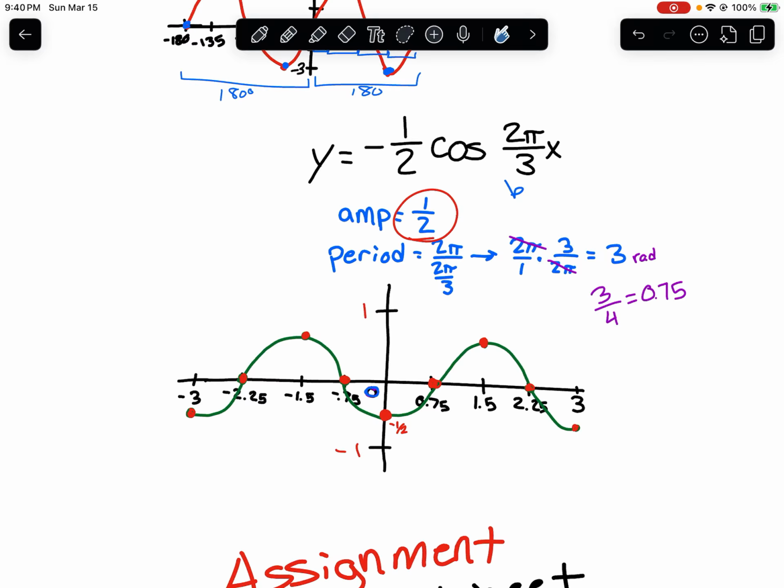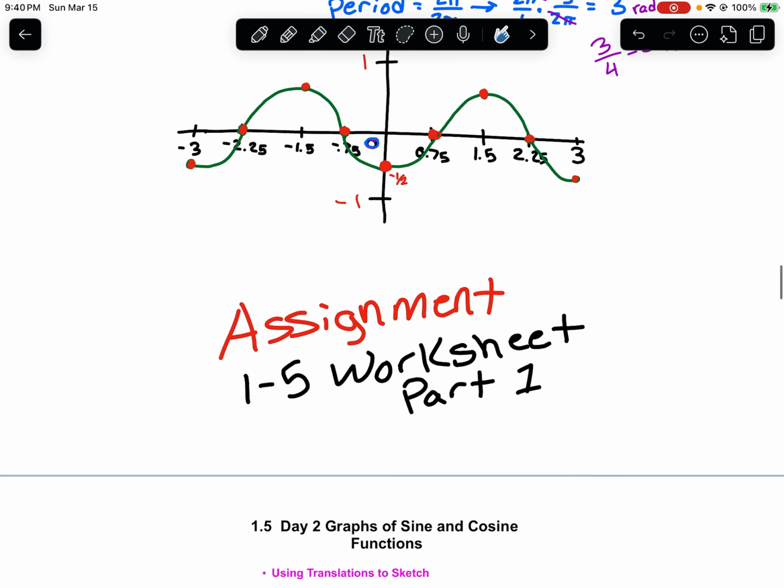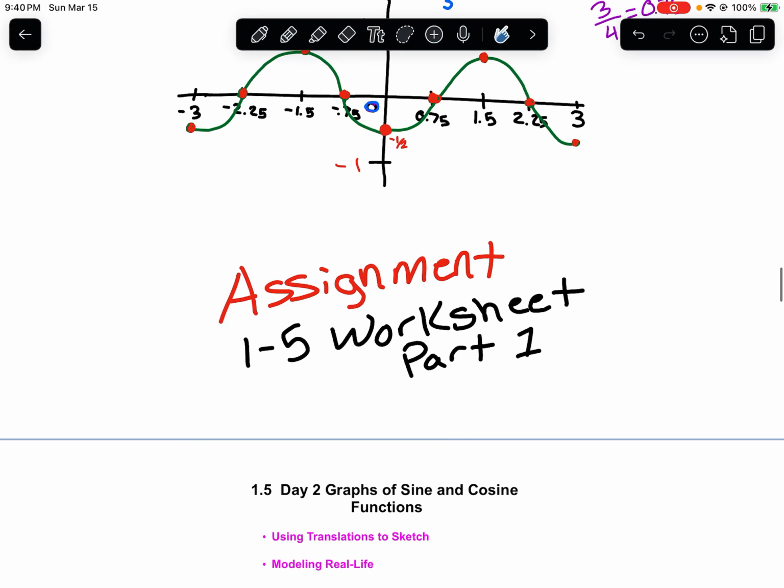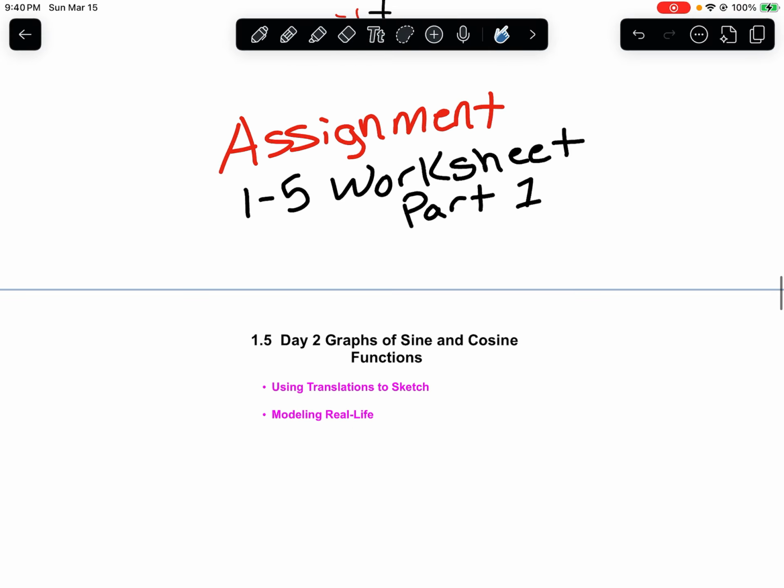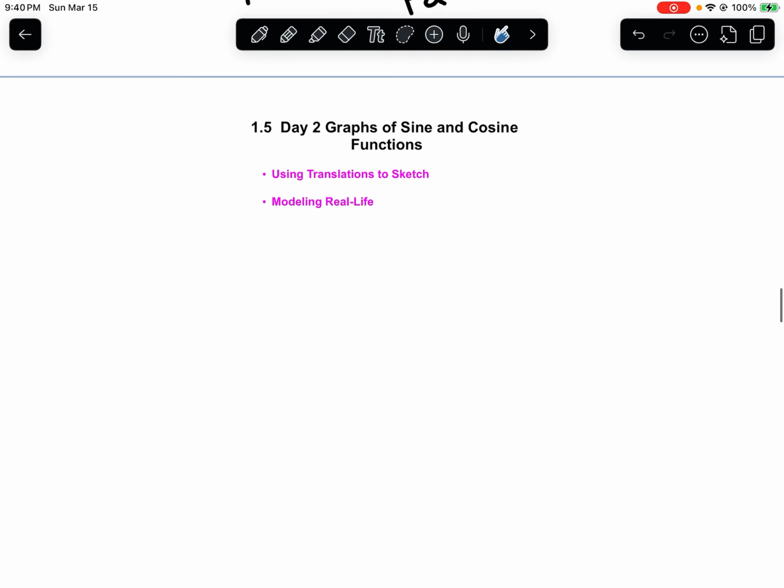So there are the base sine and cosine functions, maybe a little bit different amplitude, a little bit different period from time to time. Our assignment for that one is going to be worksheet 1.5 part 1. There will be a part 2 coming later, and with part 2 we're just going to build off of that. So I'm going to try to keep this in the same video.